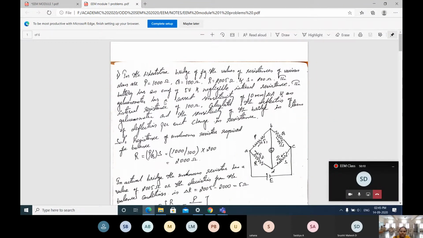The galvanometer has a current sensitivity of 10 millimeter per microamp and an internal resistance of 100 ohm. Calculate the deflection of the galvanometer and the sensitivity of the galvanometer of the bridge in terms of deflection per unit change in resistance. This is the question that is asked.